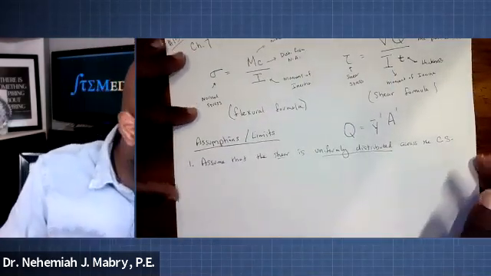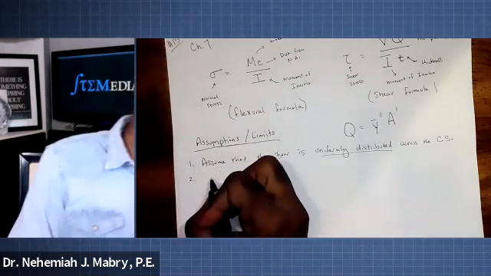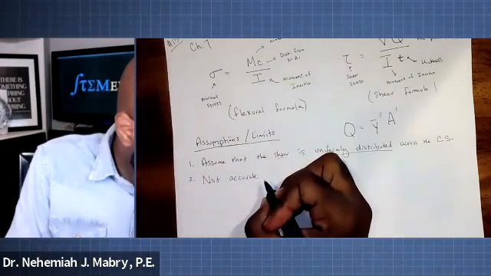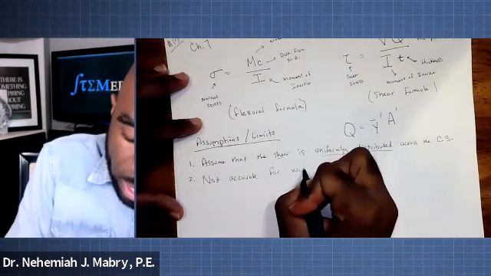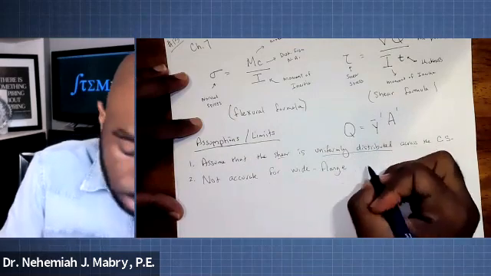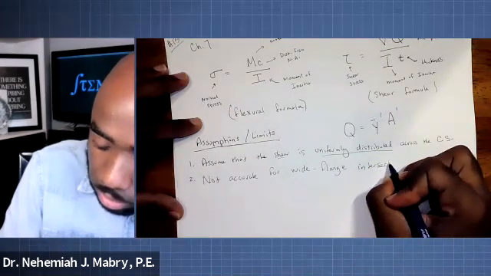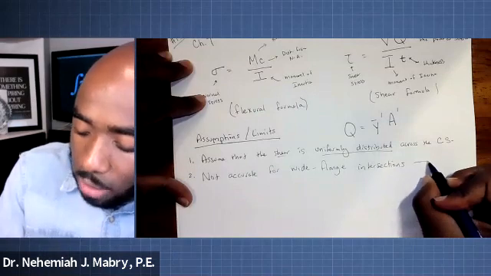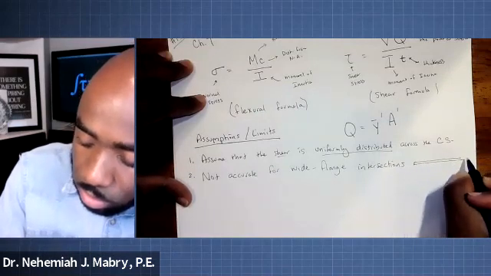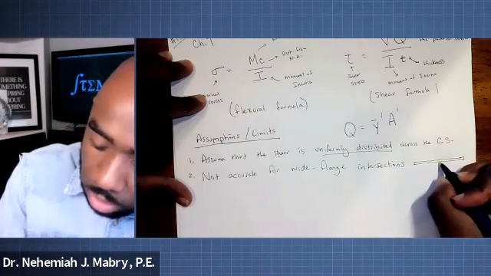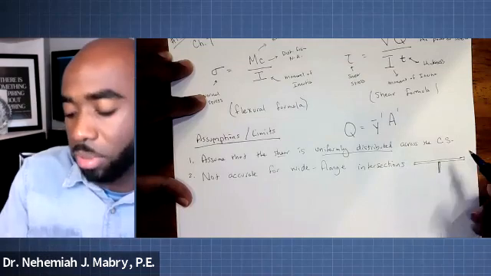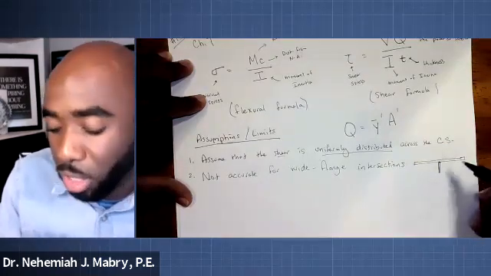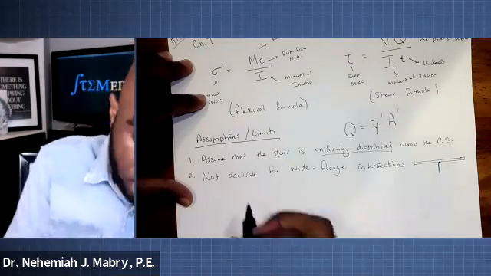Next thing that we are assuming, or rather is a limit for this, is that this is not accurate for wide flange intersections. All right, wide flange intersections, right? When there is a super wide flange here, and then there's a narrow web here, we're going to have to do some interesting things. And so it's not accurate precisely at that intersection. Now we will still be able to use it above or below, but precisely at the intersection for wide flange intersections is not going to be accurate.